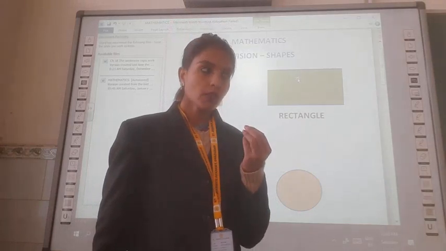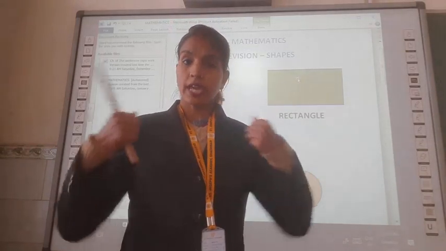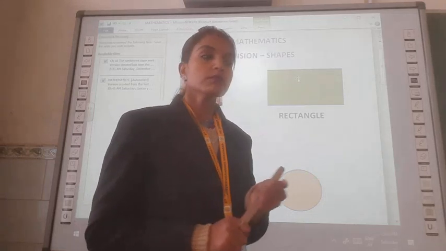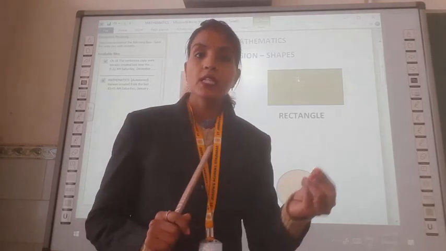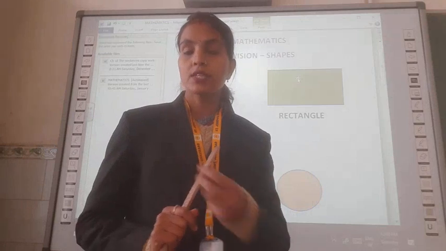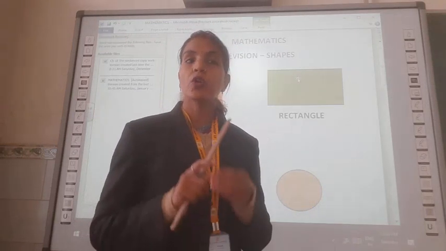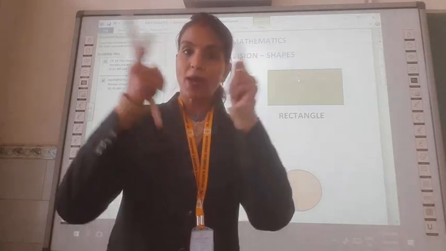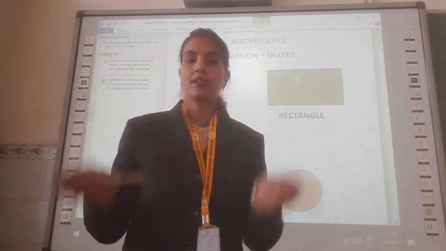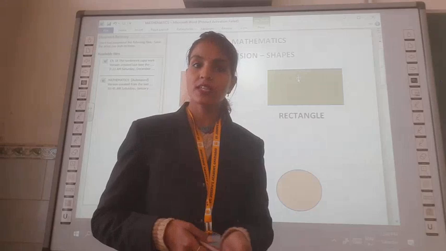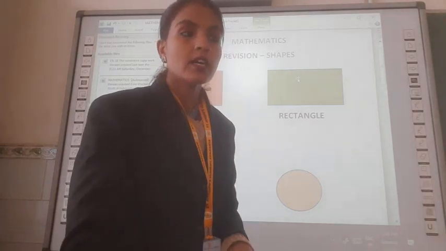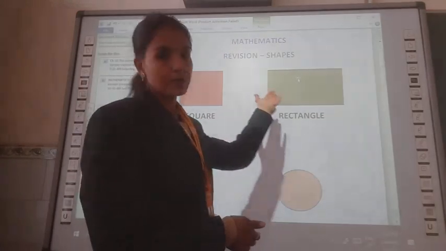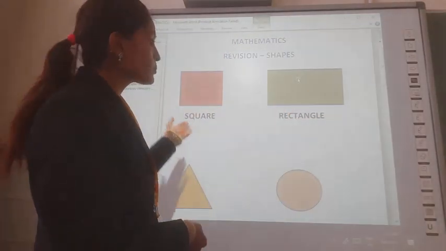For example, we are carrying a bag. It is also having a shape. Then we are using a pencil also having a shape, eraser also, your sharpener also, your lunch box also, even the chapati you eat, that chapati is also having a shape, round, circle shape. So students, in this class we revised our topic shapes. We studied the chapter shapes.